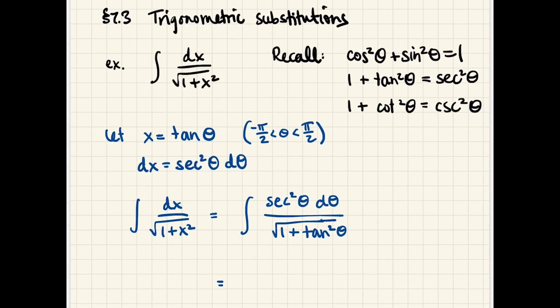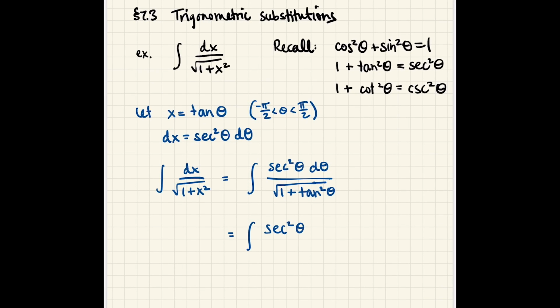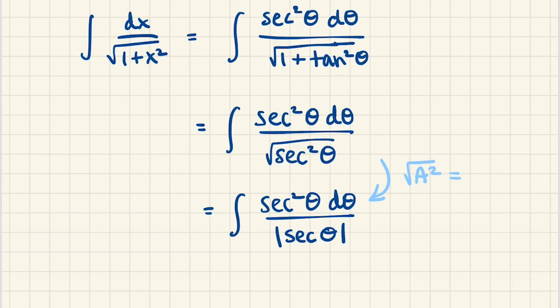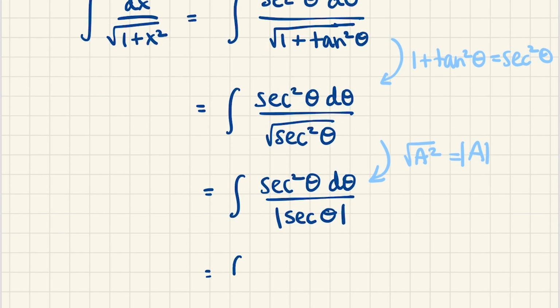Okay, well, why did we do that? Well, that's because 1 plus tangent squared is indeed secant squared. So we have the square root of secant squared theta. But the square root of secant squared is, now you might want it to be secant, but it's not quite secant. It's actually the absolute value of secant. Oh, that's pretty annoying. So keep in mind that the square root of a quantity squared is not the quantity, it's the absolute value of the quantity. Okay, but no problem.